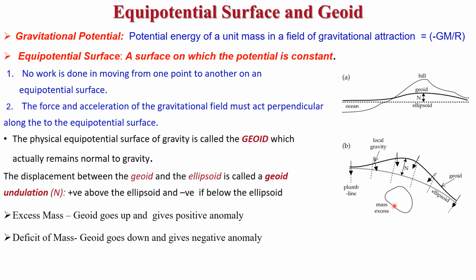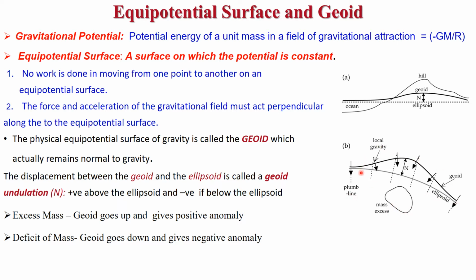If there is an excess of mass, the geoid goes up and gives a positive anomaly. When there is a deficit of mass, the geoid goes down below the ellipsoid at this point, and it will give a negative anomaly.